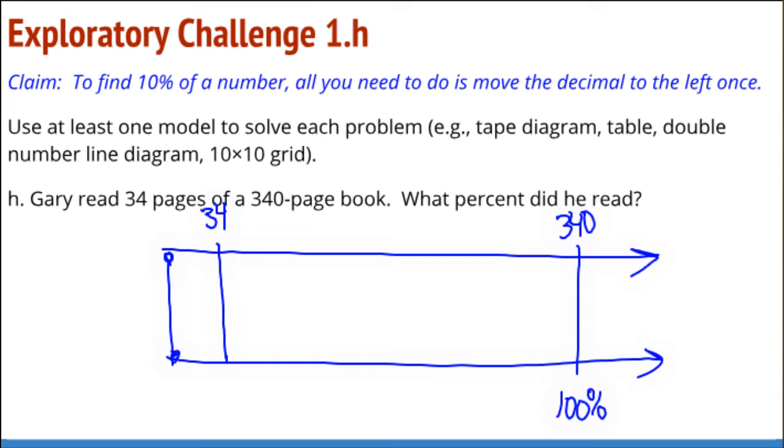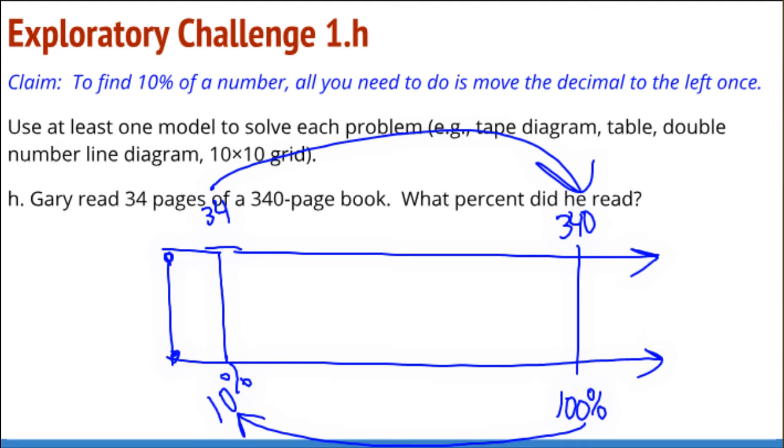Is that 10%? If I take the decimal and move it one place to the right, do I get 340, and is that 10%? Well, I would take this right here, 34. I would multiply it times 10 to get 340. And take 100 and I would divide it by 10 and I would get 10%. He read 10%. So notice that this works both ways. If this is 10%, I can multiply it times 10 and get the 340-page book.